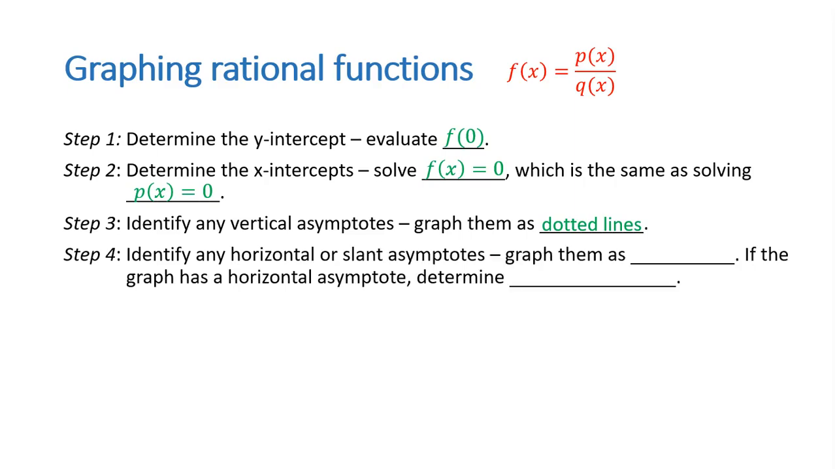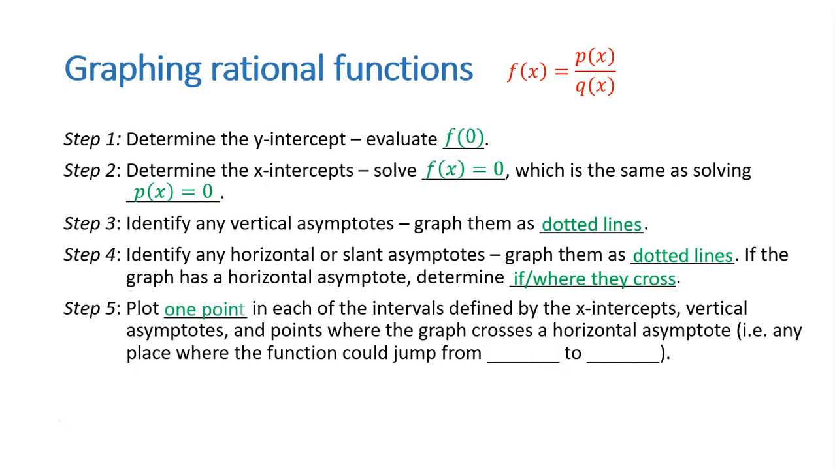Then we want to identify any horizontal or slanted asymptotes, and we're also going to graph them as dotted lines. And if the graph has a horizontal asymptote, we want to determine if and where they cross, if there is a point where that occurs.